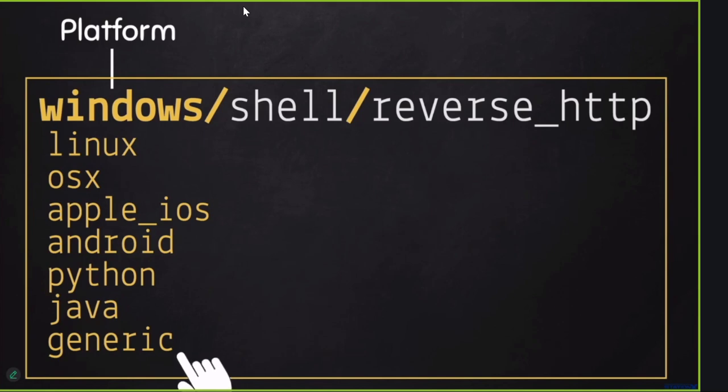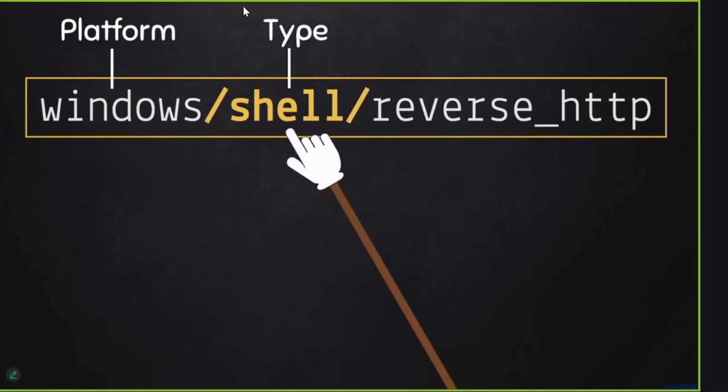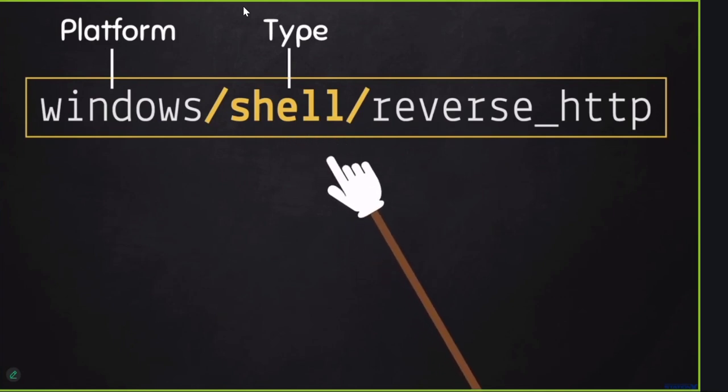And then we even have generic payloads that are designed without thinking about the operating system. They're designed to work in different scenarios and different operating systems, regardless of that operating system. So that's the first part of the payload, the platform. Now the next part is the type of the payload.